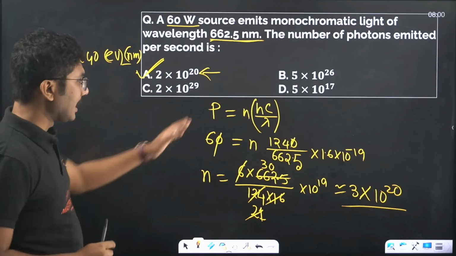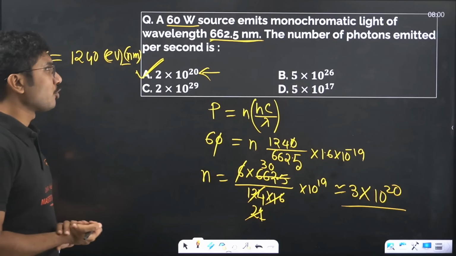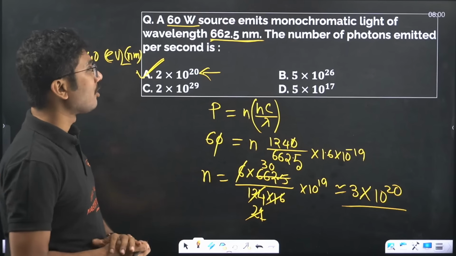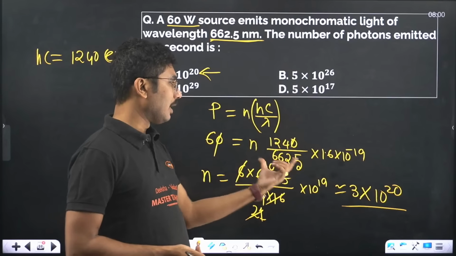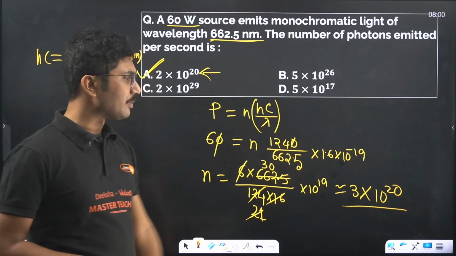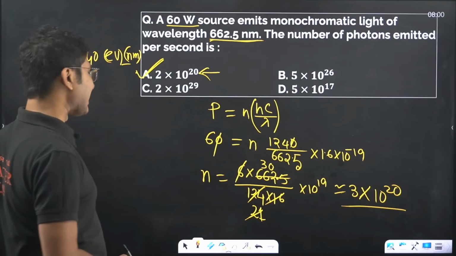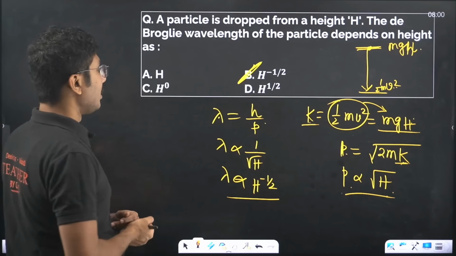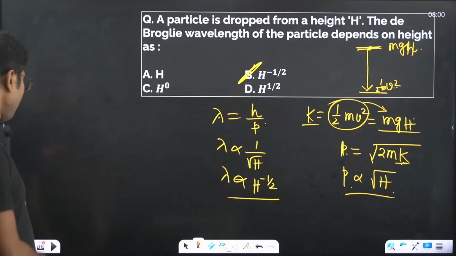Here, for example, is a question: a 60 watt source emits monochromatic light of wavelength 662.5 nanometer. Find the number of photons emitted. In this case we used the conversion and then simplified it. You can directly use the value of h as well, but in many cases hc is very beneficial. Lambda is h by p, already known.